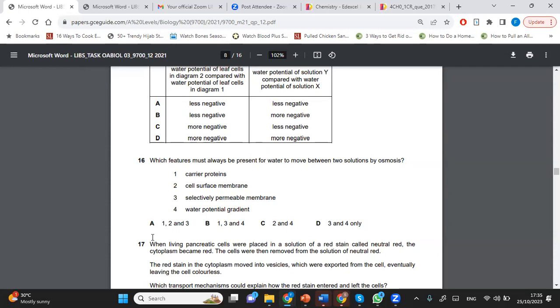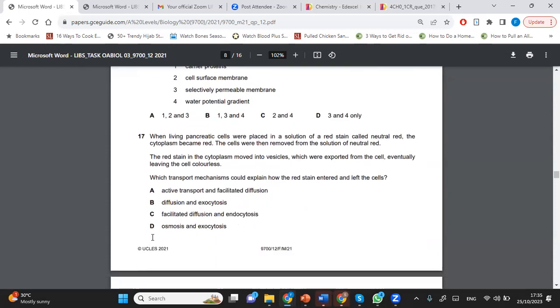So only 3 and 4 are mentioned in the definition. 1 and 2 are not mentioned in the definition. So 3 and 4 are essential. You need 3 and 4 for osmosis to occur. 1 and 2 can help in osmosis or they can't help in osmosis. It doesn't matter. But 3 and 4 are necessary.